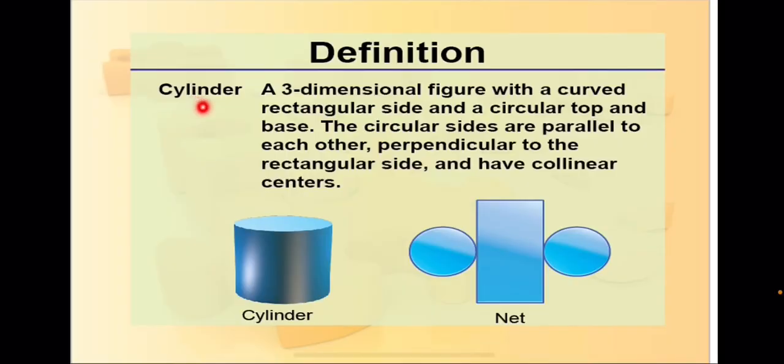Cylinder. A 3-dimensional figure with a curved rectangular side and a circular top and base. The circular sides are parallel to each other, perpendicular to the rectangle side and have collinear centers. So a cylinder has 3 faces, 2 faces are plane and one is curved. It has 2 curved edges and no corners.